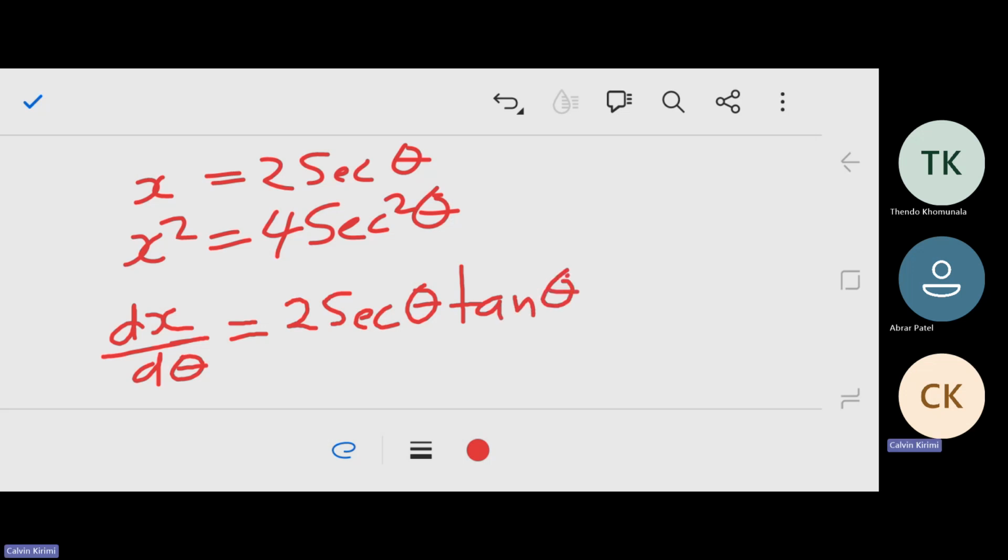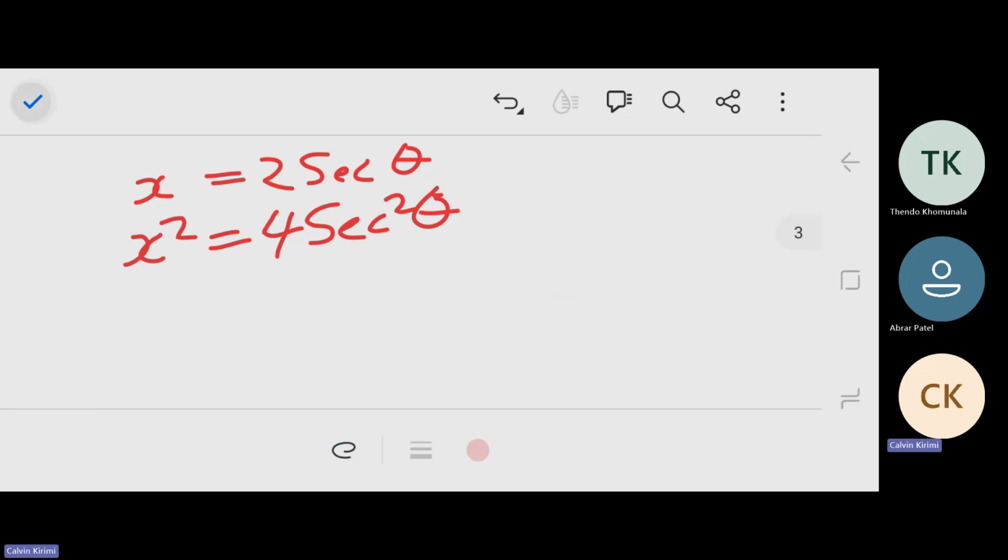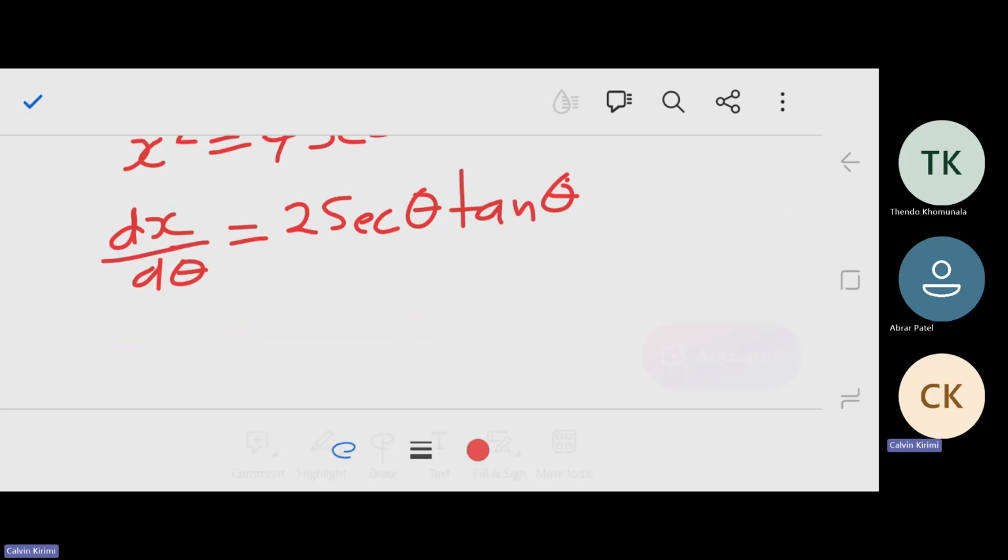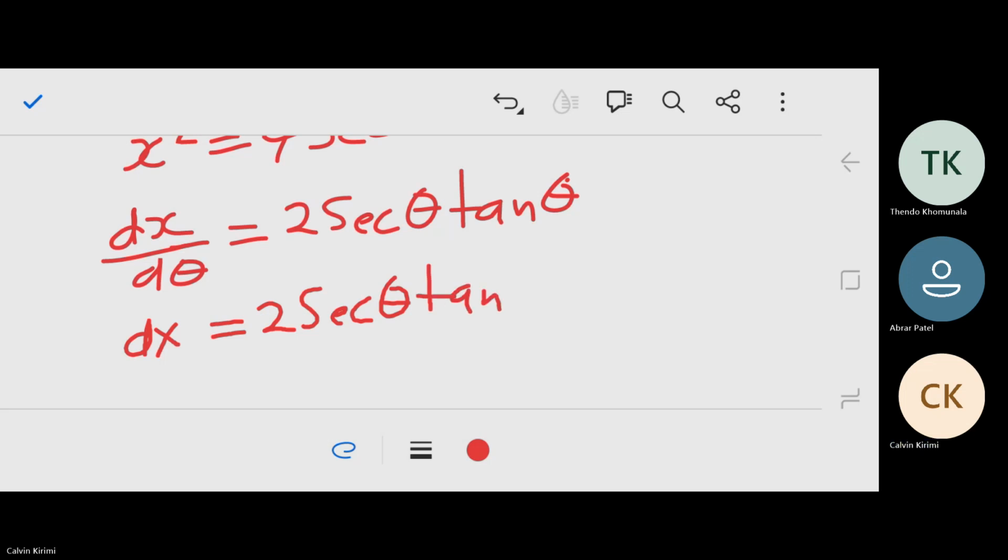Then just make dx the subject of the formula, meaning dx equals 2 secant theta tan theta d theta. So where there's dx, we are going to substitute that. That is the substitution which I am talking about in terms of trigonometry.